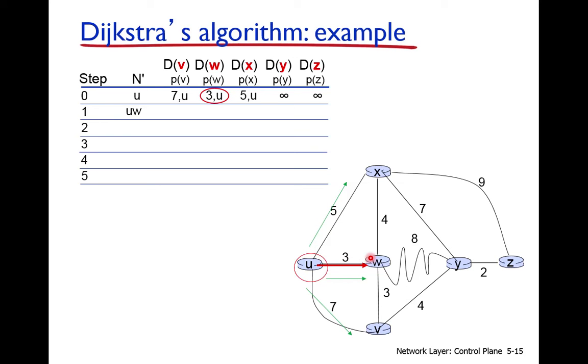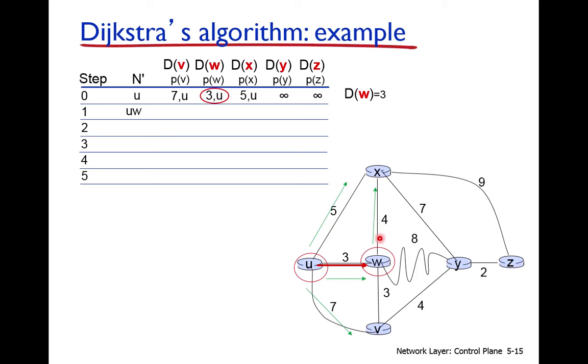Now we have reached W. Now that we have reached W, we are going to explore the neighbors of the newly visited node. This node is now visited, so we are going to explore its neighbors. The first neighbor of W is X.